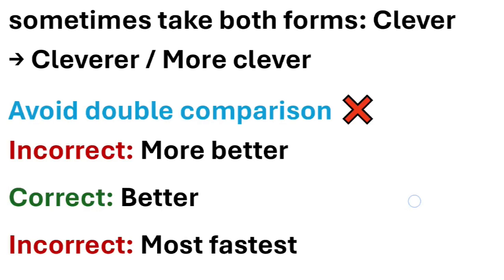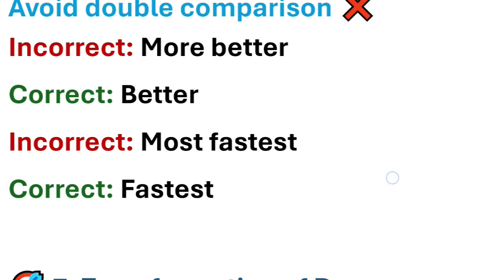Now let's talk about avoiding double comparison. Incorrect would be saying more better, because this will be double comparison. We don't have to use it. Correct form will be just better without more. Incorrect again in the superlative form will be most fastest, because EST is already in the superlative form. So using most with it will be incorrect and correct will be using just fastest. That will be the correct form of saying. So this was avoiding double comparison.